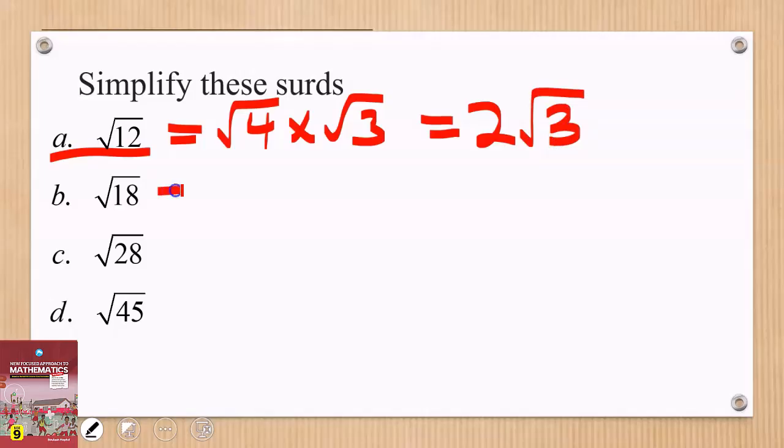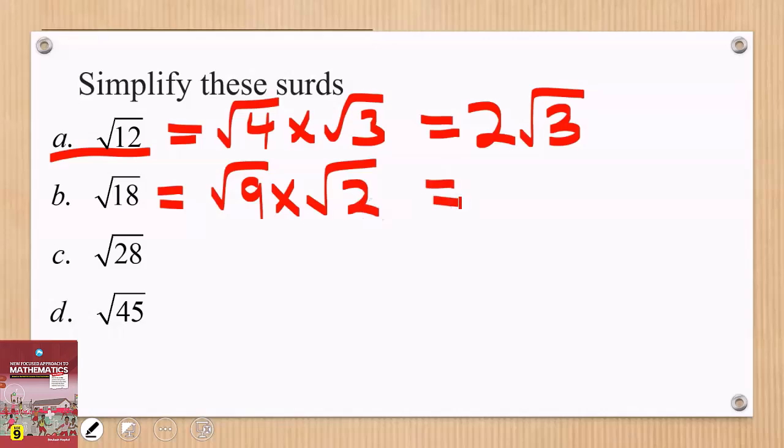If you take 18, which perfect square can divide 18? Can 4 divide 18? No. 9, yes. So 9 can divide 18, which means I'm going to say root of 9 times what will give us 18. That will be 9 times 2. Because 9 is a perfect square, it will give us 3 root 2, and that becomes our answer. I hope it makes sense.